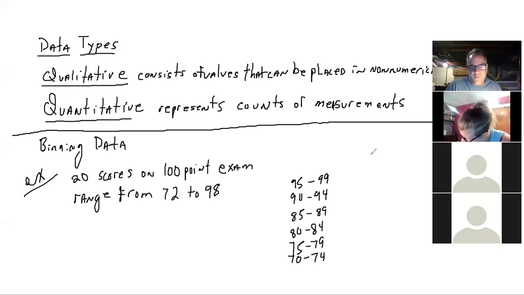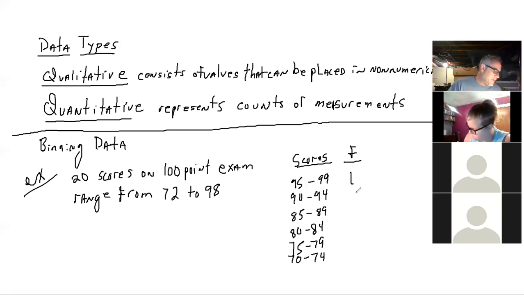So then I could build out my frequency table from there. So here's my bins. Label it scores. And then I'm going to have frequency, which I'm just going to use F. Now, if you were building this table, you would have all the scores listed out, and you would then go through and figure out how many scores would fit into each one of these bins. I would have 1 score between 95 and 99, and 2 here, 3, and 3, and 7, and 4. And those numbers add up to your total of 20 scores.